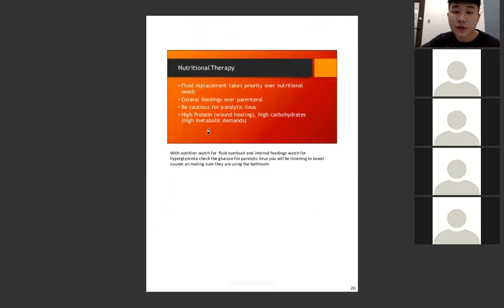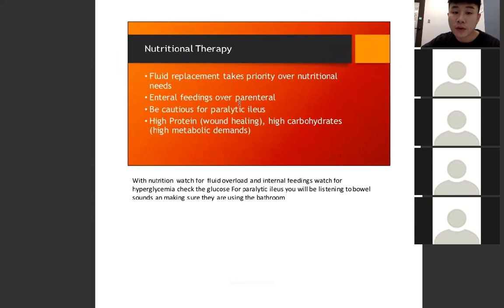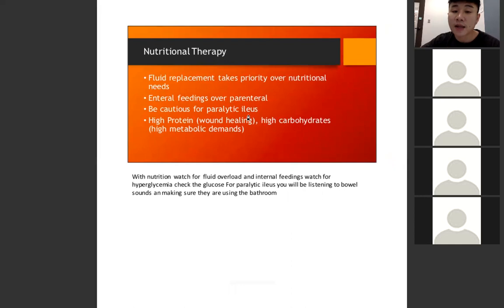All right, nutritional therapy. Fluid replacement takes priority over nutrition needs, and enteral feedings are preferred over parenteral, except for paralytic ileus. If the patient has paralytic ileus, we cannot give them enteral feedings, because they are not absorbing or they are not moving. So the content that we put through the enteral feeding will be stuck in the stomach or stuck in the intestine and not move anywhere.